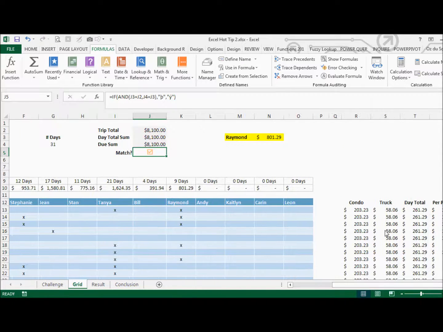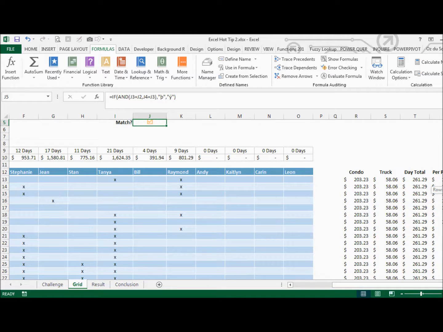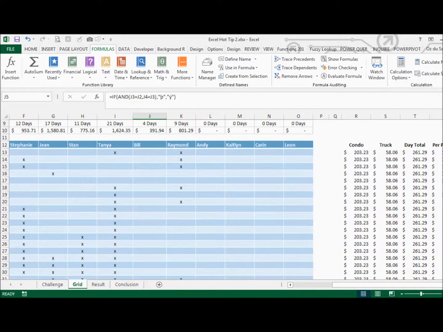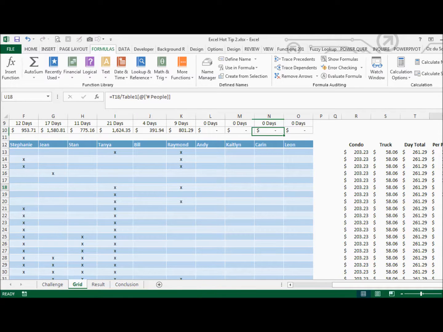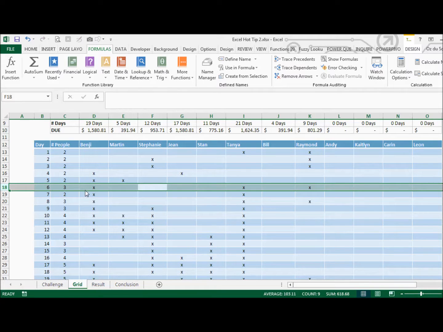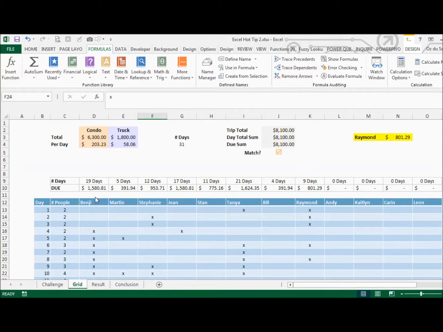Over here is where our math is happening, and sometimes we call these helper columns, because these aren't our results, these are intermediate steps toward our results. So we have our condo rate being calculated, the truck, the day total, and then the per person amount. On this date, $87.10 per person should be paid by these three people, and the total is happening right in this cell.